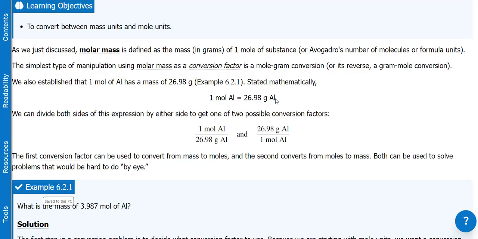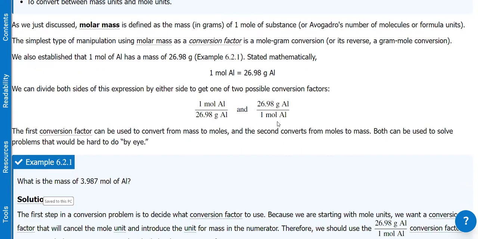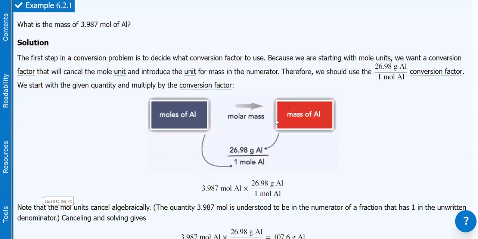If we're dealing with an element, you simply grab the number from the periodic table. And with this equality, we can do the conversions either way. We can go from grams to moles or moles to grams, and that's what you'll be able to practice.